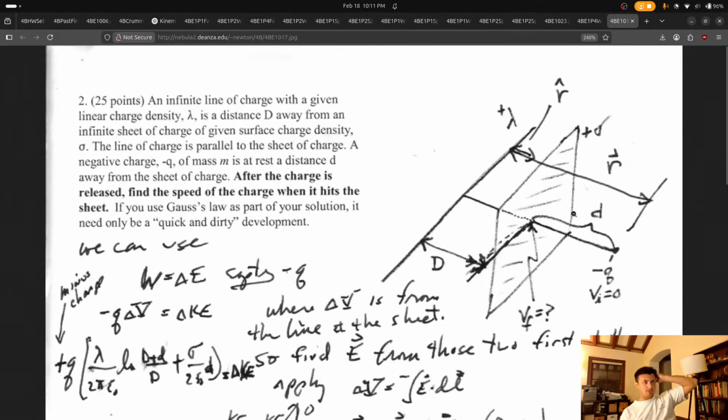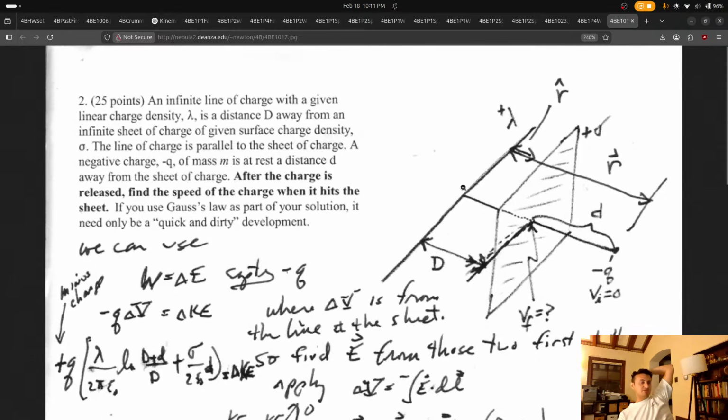What are we looking at here? An infinite line of charge with a given linear charge density lambda is a distance d away from an infinite sheet of charge of given surface charge density, sigma. The line of charge is parallel to the sheet of charge, and a negative charge minus q of mass m is at rest a distance d away from the sheet of charge. After the charge is released, find the speed of the charge when it hits the sheet.